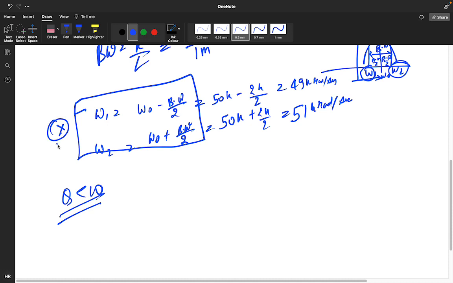Okay, this formula you cannot use. But if your quality factor is greater than 10, then it's fine. In most of the cases you will get this formula only. So write one important formula for the quality factor.